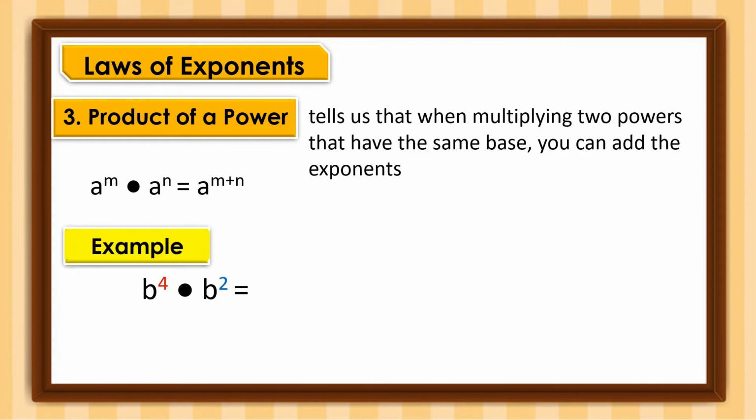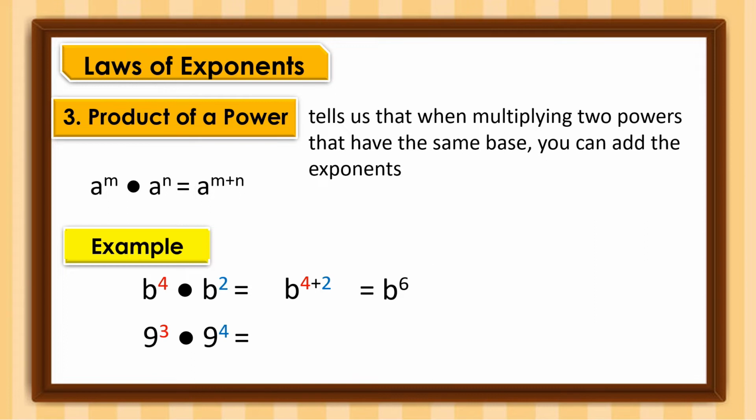So for example, b raised to 4 times b raised to 2. They have the same base, which is b, and the operation is multiplication, and therefore we will just add the exponents. So b raised to 4 plus 2. So what is 4 plus 2? Very good, that is 6. Therefore, our final answer is b raised to 6.